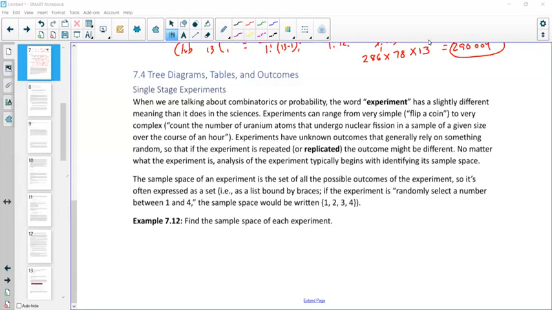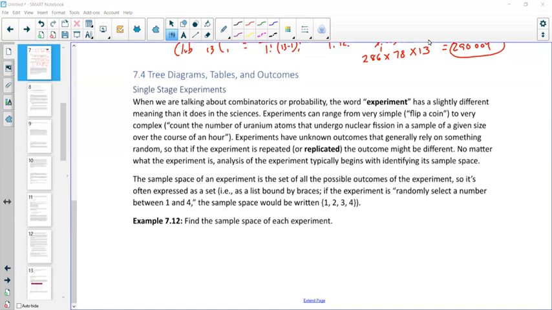Okay, today we're going to look at tree diagrams, tables, and outcomes. So first we'll talk about a single stage experiment. When we're talking about combinations or probability, the word experiment has a slightly different meaning than it does in the sciences.